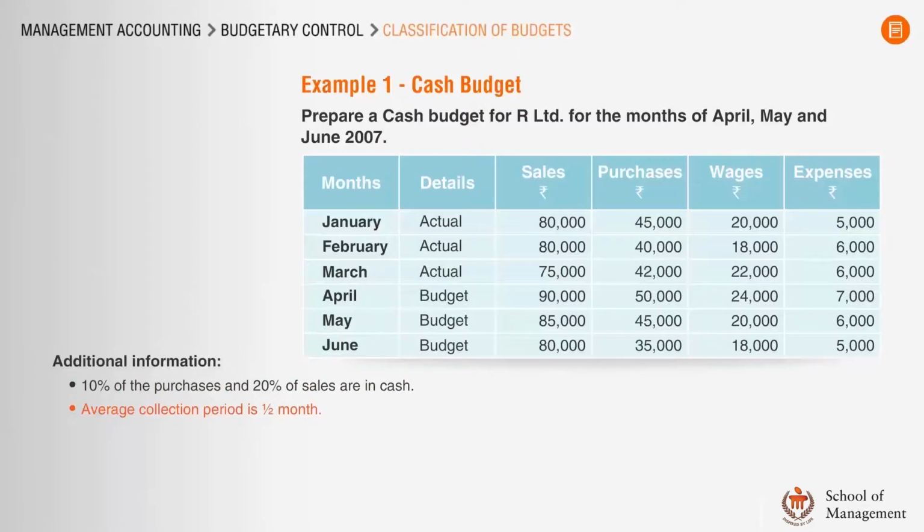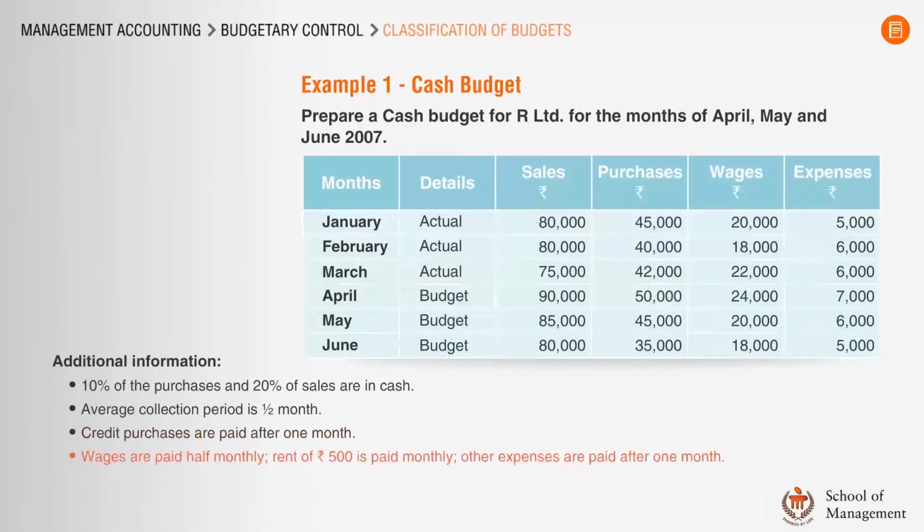The average collection period of the company is half month, which means of the credit sales made in a particular month, 50% of the credit sales are collected in the same month and the remaining 50% is collected in the next month. And credit purchases are paid regularly after 1 month. Wages are paid half monthly and rent of Rs 500 included in expenses is paid on a monthly basis. Other expenses are paid after a 1 month lag. Opening cash balance on April 1st, 2007 is 15,000 rupees.